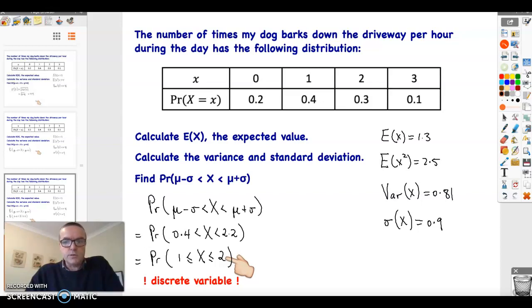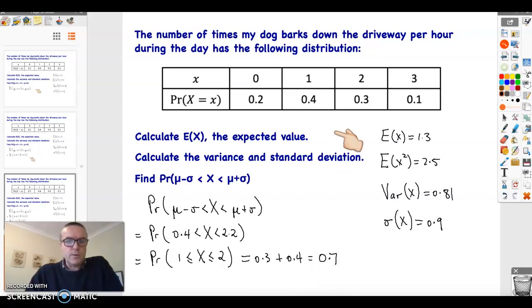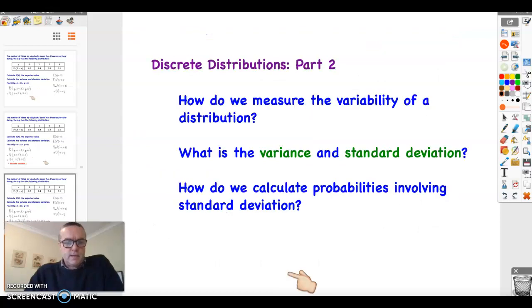And so now I can use my discrete distribution table to calculate the answer to this question. So if x is greater than or equal to 1, less than or equal to 2, it involves these two probabilities here. The sum or the combination of those two probabilities, which is 0.7. So in other words, there's a 70% chance that the number of times my dog barks is within one standard deviation of the mean of this distribution. So that completes that problem.